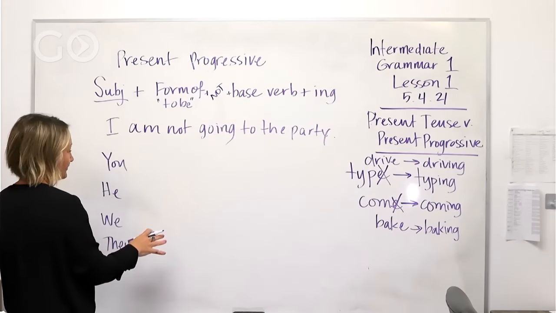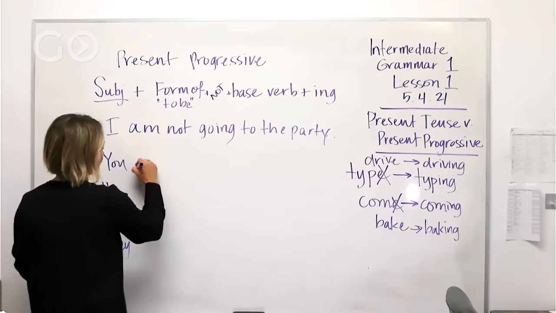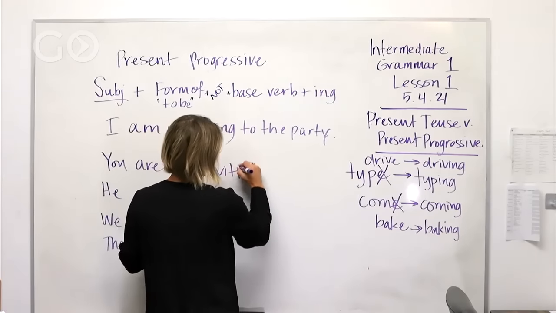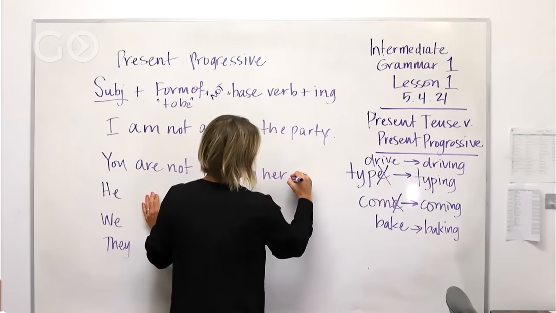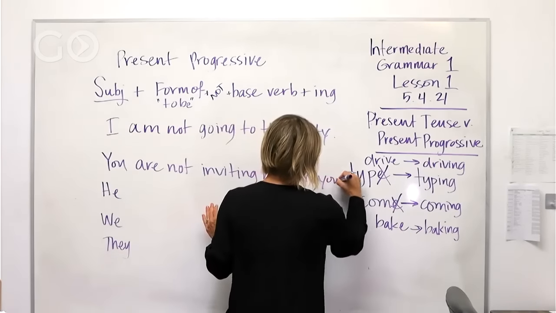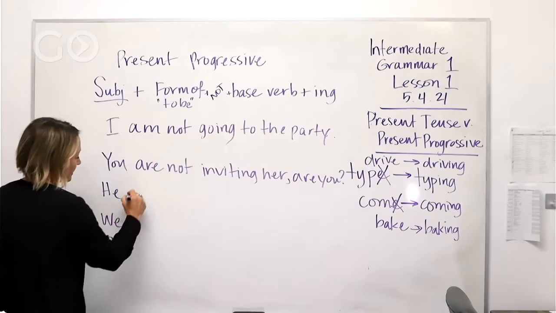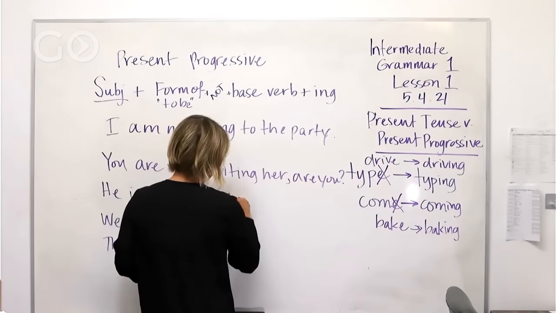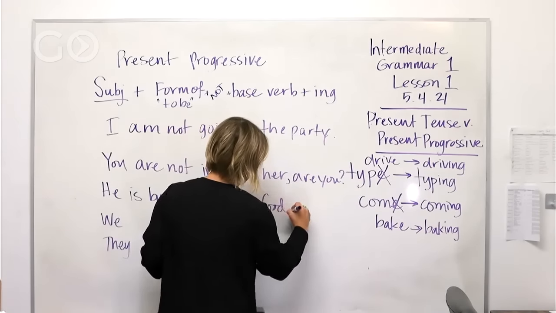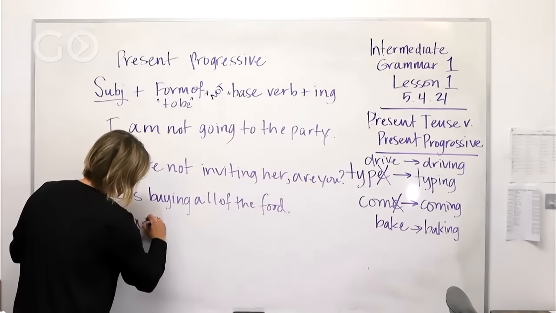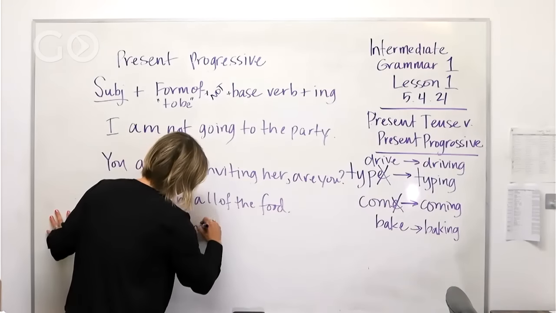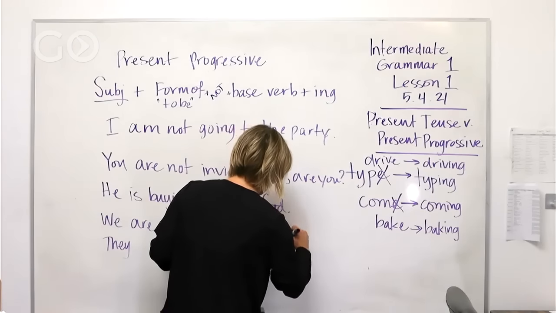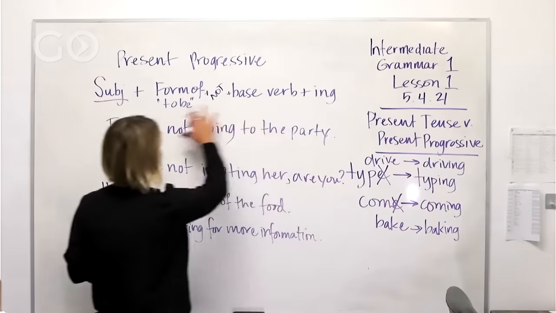Let's create these first, and then we'll look at some of the contractions. You are not inviting her, are you? I'm going to just make this and we'll talk about what that does. That's a tag question. He is buying all of the food. We'll talk about this a little bit too. We are waiting. This is kind of all for more information. Think about this in a conversation all related to this party, right?